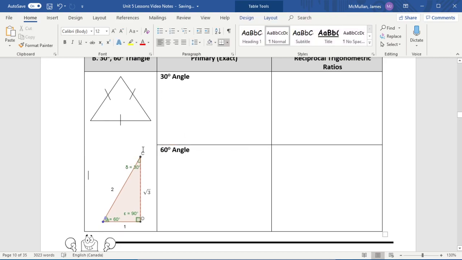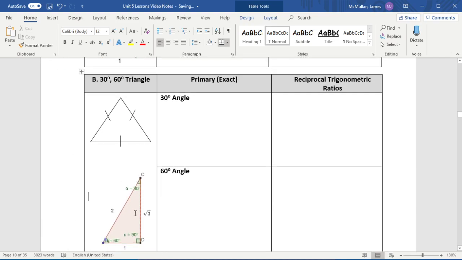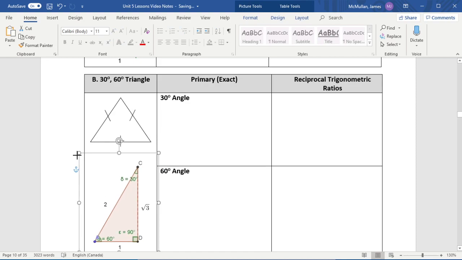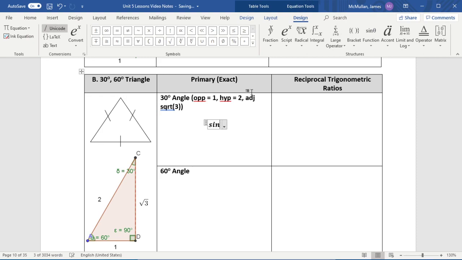Okay, now look from the perspective of the 30-degree angle. So in my case, the 30-degree angle is up in the top. And if I look from this perspective of the 30-degree angle, the opposite is 1, the hypotenuse is 2, the adjacent is square root 3, right? So let's type our ratios. Sine of 30 degrees would be the 1, which is an opposite, divided by 2.